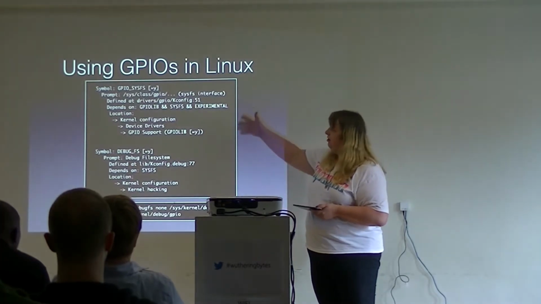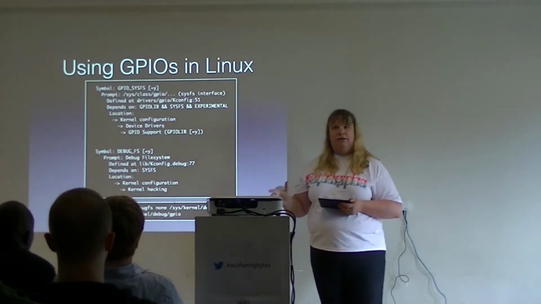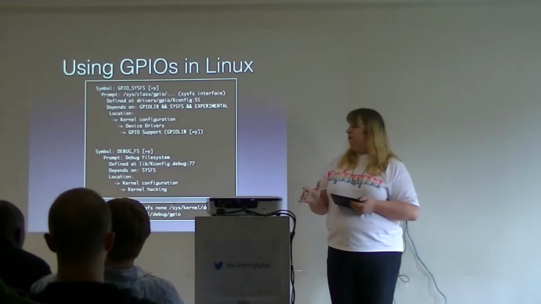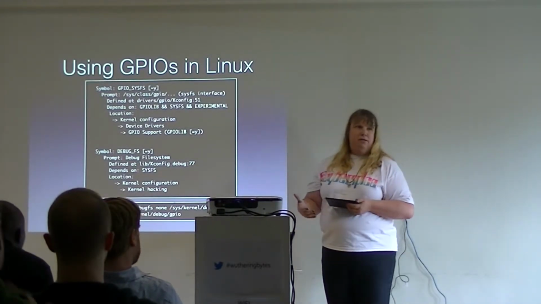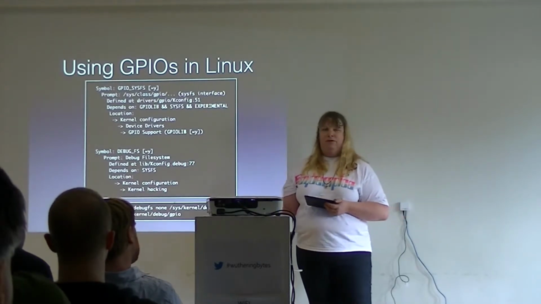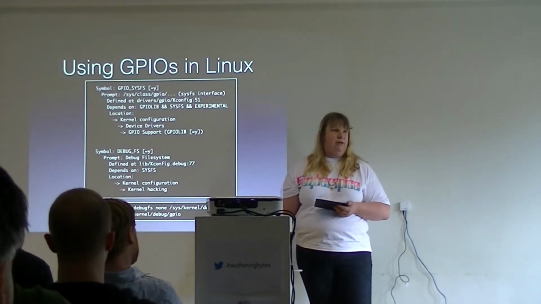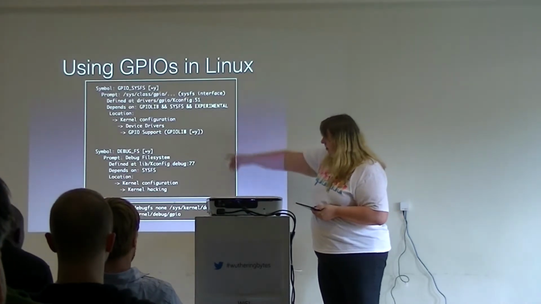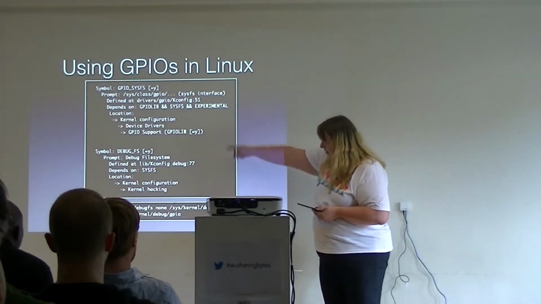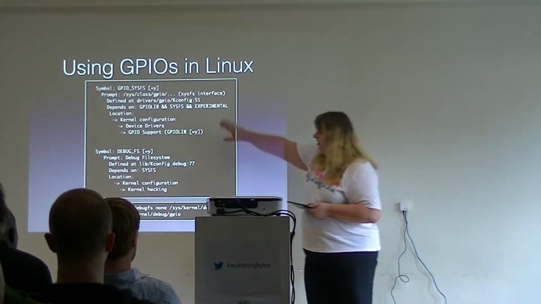So you need to turn on user space GPIOs in your kernel. Now, the modern Pi distributions have it enabled, so we don't need to worry about it. But if you need to, that's your kernel config. That's where you're checking your kernel config. You need this.